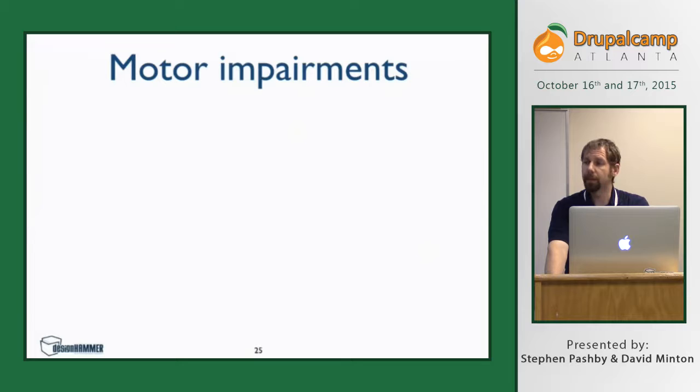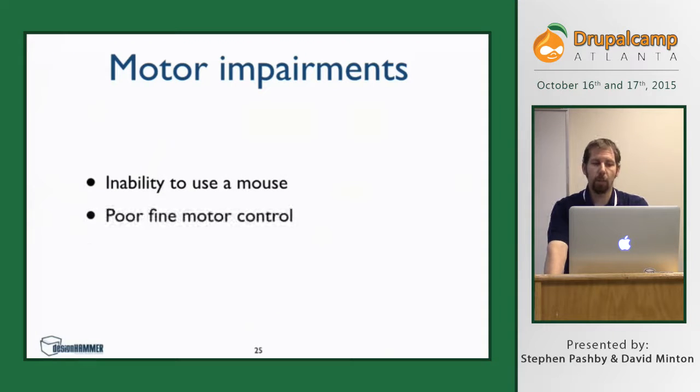So motor impairment is another one that I think a lot of folks, when they think about accessibility, will go to visual impairment and think about that, and to auditory impairment. But motor impairment, I think, is one that folks don't think of immediately. So if someone has a motor impairment, they may be unable to use a mouse, or they may have generally poor fine motor control, or they may have slow reaction time.